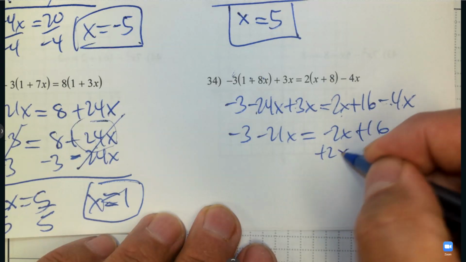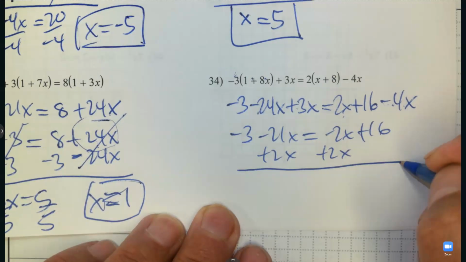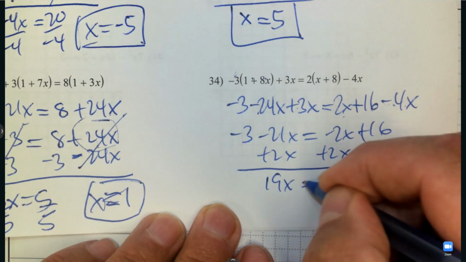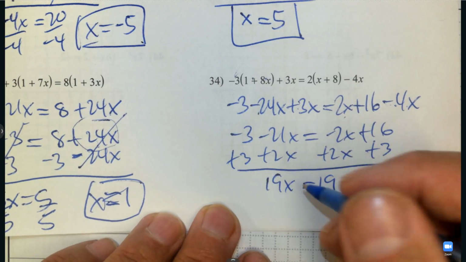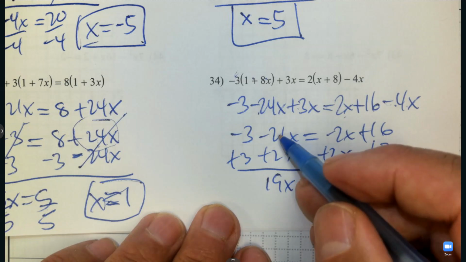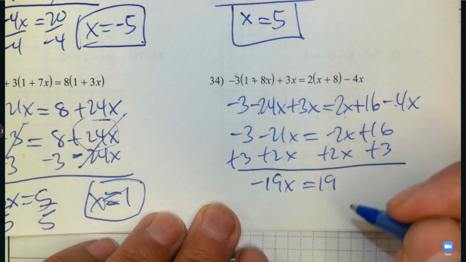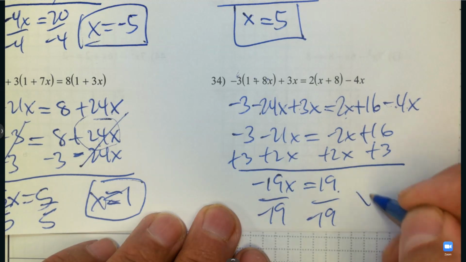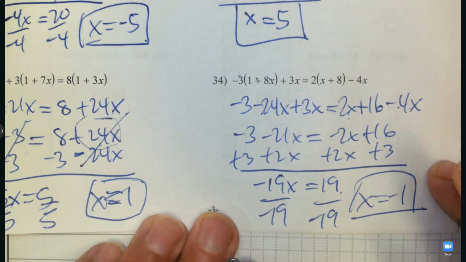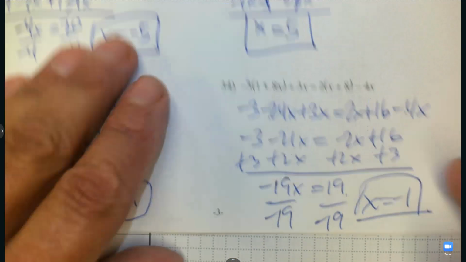So I'm going to add 2x. That's 19. I'm going to add 3. 19. Wait a second. -21x plus 2. That's -19. That's positive. Divide by -19 and you get the answer -1. Awesome. Turn the page.